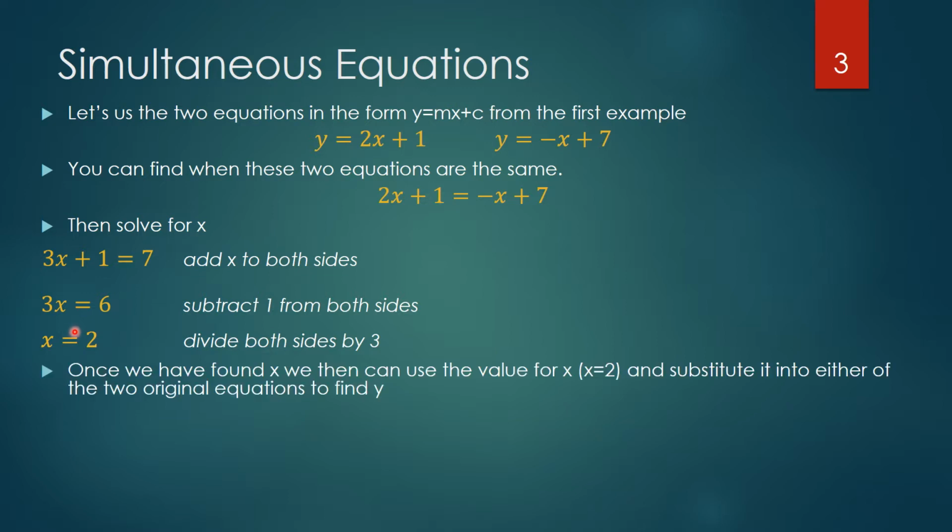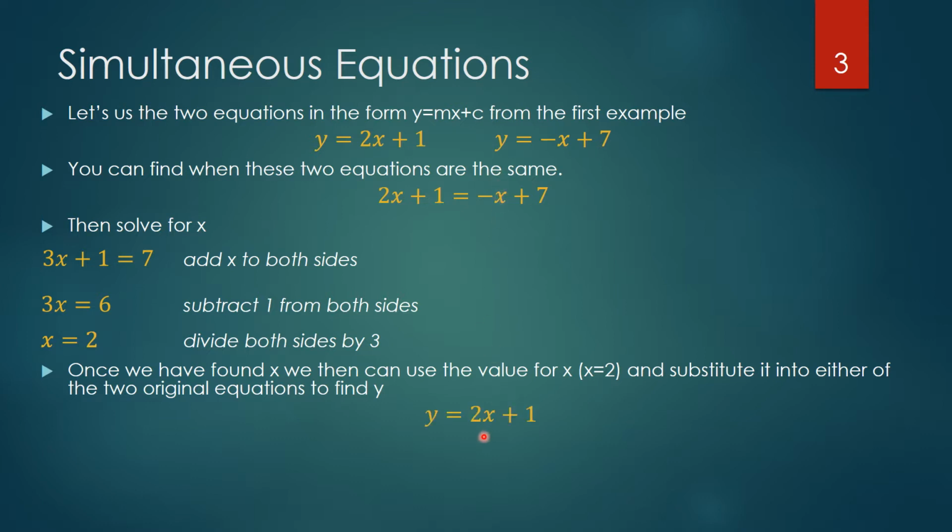Now once we've found the value for x, which in this case is x equals 2, we can use that value and substitute it into any of the original equations. It doesn't matter what equation you substitute it into, because we know that both the y values should come out the same. So in the scheme of things, just choose the easiest one to calculate. I'm going to choose the first one because it hasn't got a negative x to deal with. So I'm going to use the equation 2x plus 1.